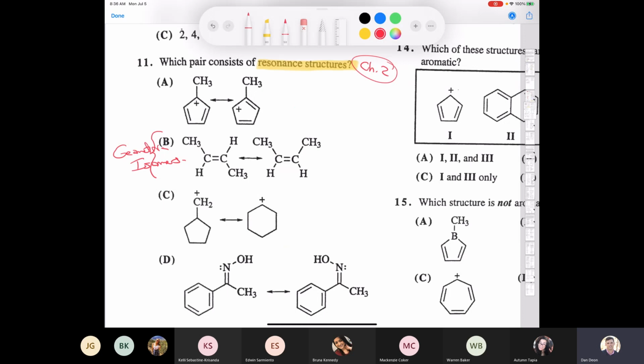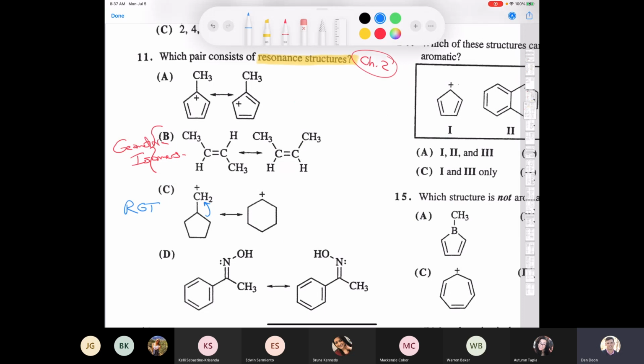This is, in fact, yeah, like Warren says, they're different ions, right? You can go from one to the other, but it's not resonance. This is actually a carbocation rearrangement that would occur here. You actually have a ring opening like that, which is a thing, but this is a rearrangement. And so those are not resonance structures.